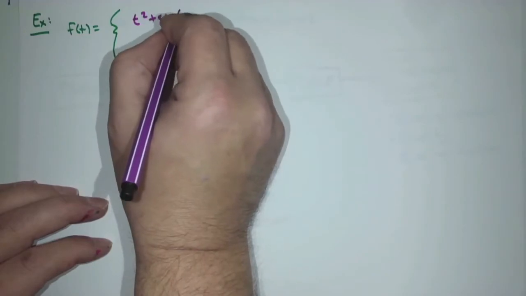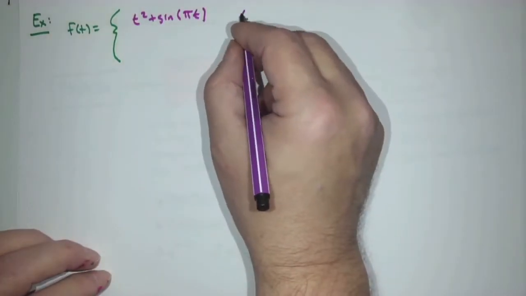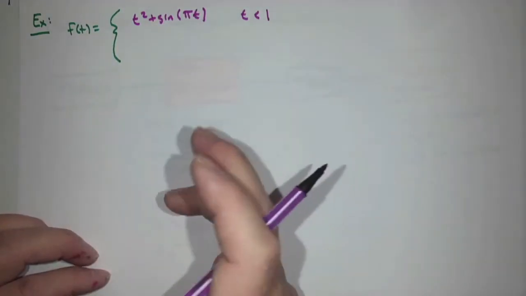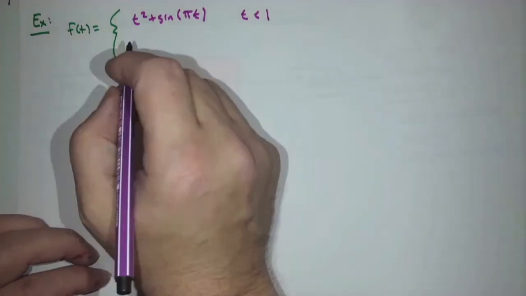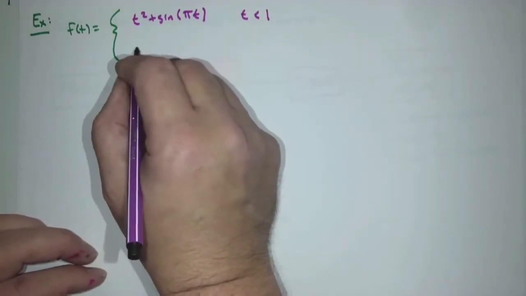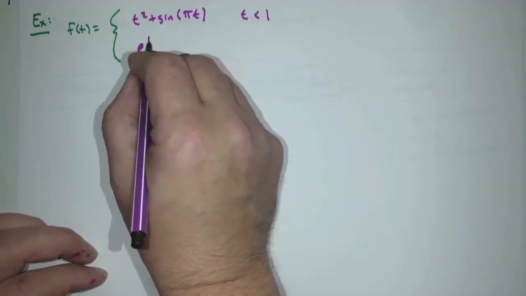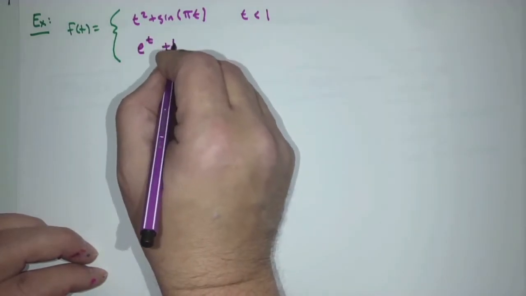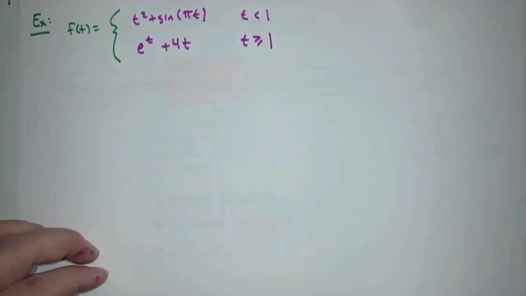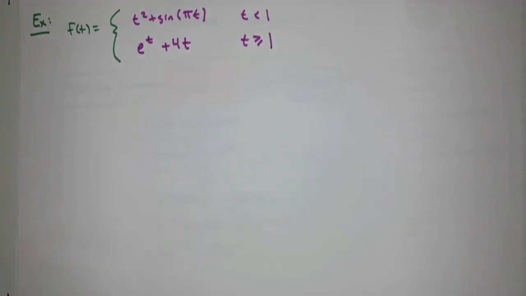All right. Well, how about pi t? All right. T squared plus sine pi t if t is less than 1, and something else if t is bigger than 1. How about e to the t plus 4t? All right, you're trying to make it hard. You don't want it to be hard. You want it to be easy. You want us to actually finish the problem.